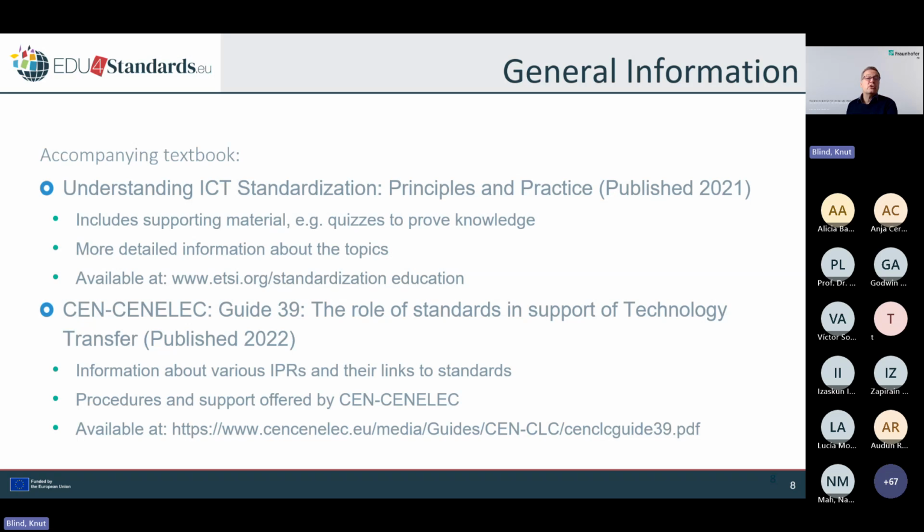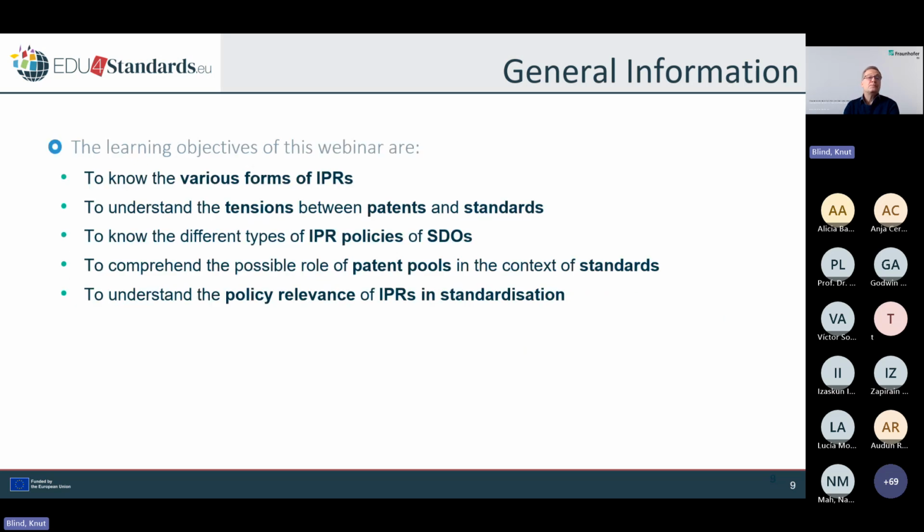in 2021, and in addition, there's Standards Guide 39 on the role of standards in supporting technology transfer, and especially integrating intellectual property rights into standards is a type of technology transfer. This guide gives some information and also has a broader view, because it already addresses the topic of open source, but this topic will be the main topic for next week's lecture.